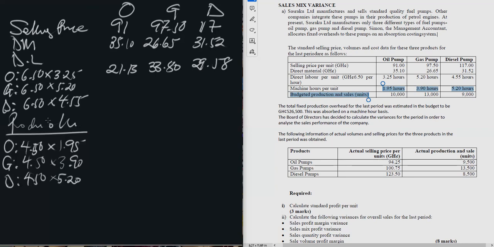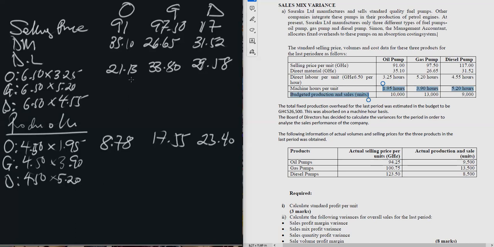This 4.5 by 1.95 gives us 8.78 cedis. Then you have 4.5 by 3.9, which gives us 17.55. Then the last one, 4.5 by 5.2, gives us 23.4. Okay, so that is our overheads.